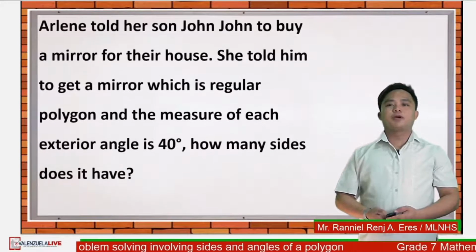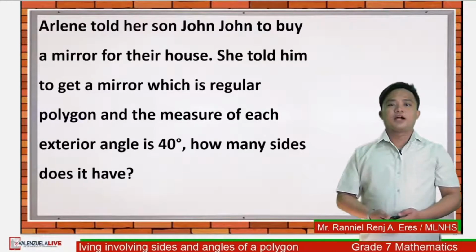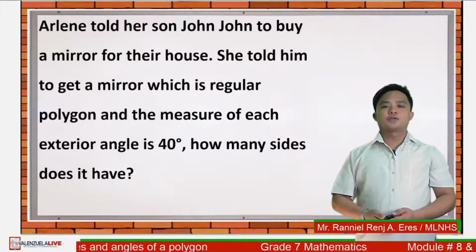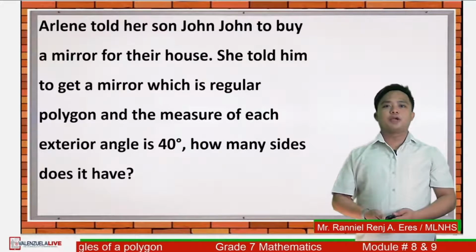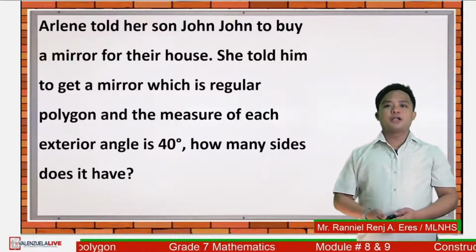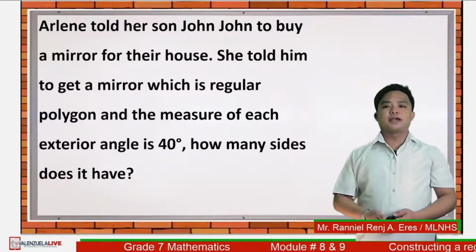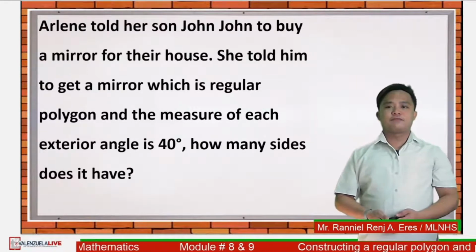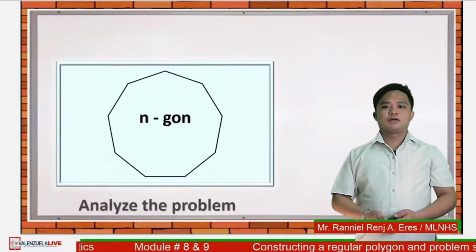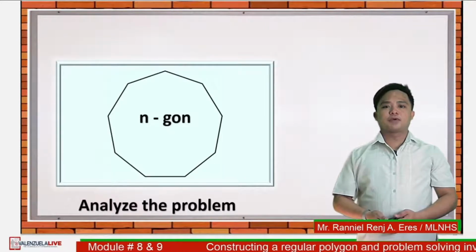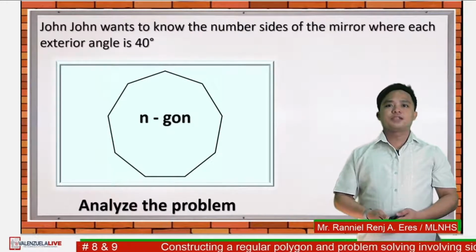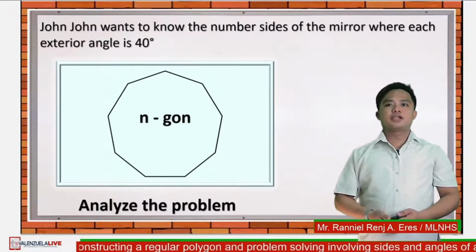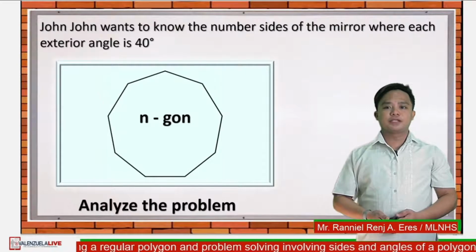Next, for our third problem. Arlene told her son John John to buy a mirror for their new house. He told him to get a mirror which is a regular polygon and the measure of each exterior angle of it is 40 degrees. How many sides does it have? So, let's analyze first the problem. John wants to know the number of sides of the mirror where each exterior angle is 40 degrees.